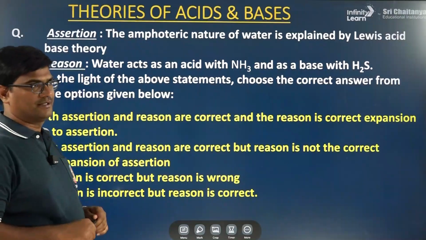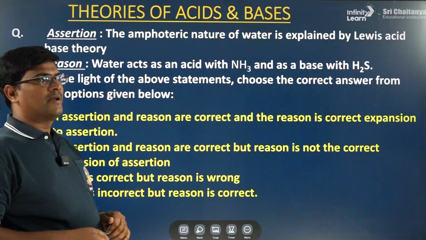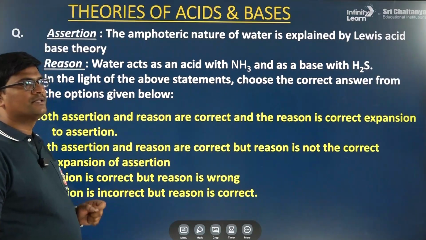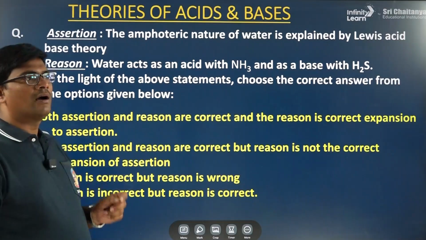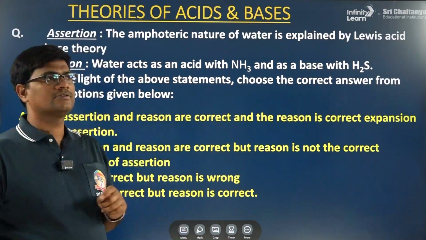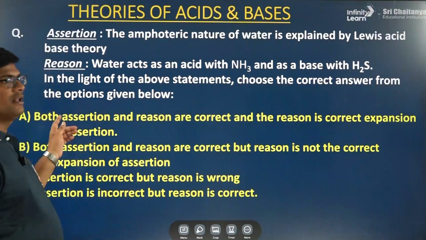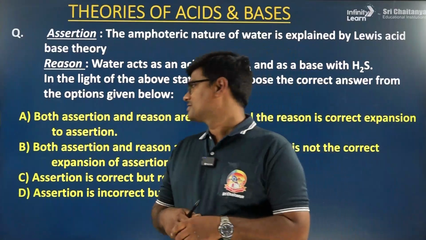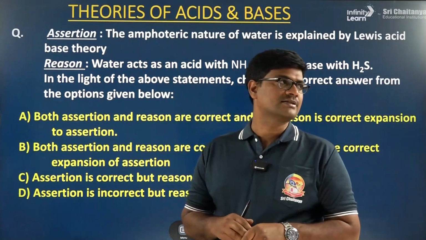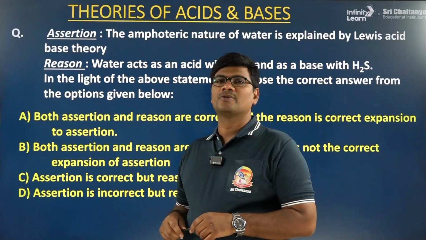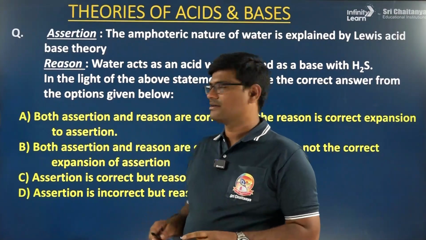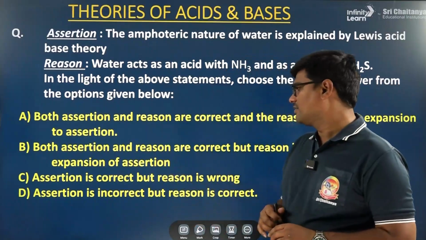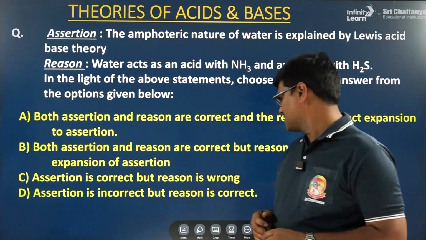What is the assertion they have mentioned? The amphoteric nature of water is explained by Lewis acid-base theory. The reason is water acts as an acid with ammonia and also as a base with H2S. In the light of the above statements, choose the correct answer from the options given below. First option is both assertion and reason are correct, and reason is the correct explanation. Second option is both assertion and reason are correct, but reason is not the correct explanation. Option C is assertion is correct, but reason is wrong. And option D is assertion is incorrect, but reason is correct.